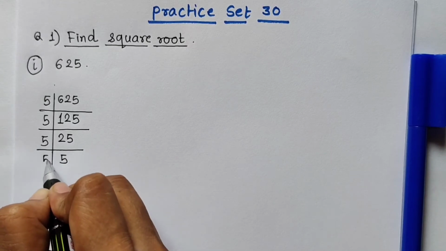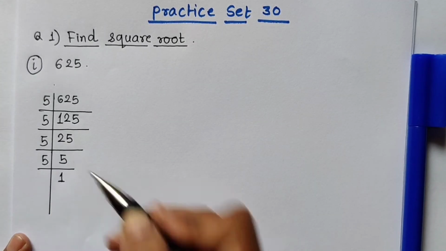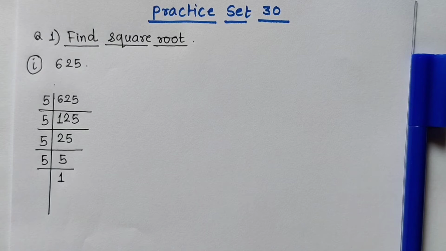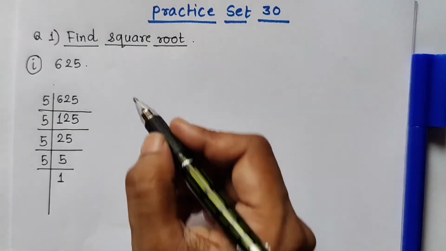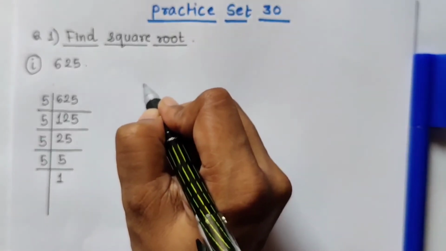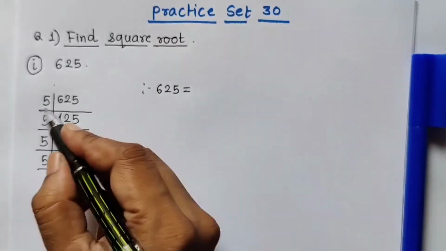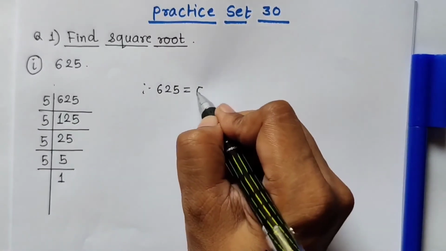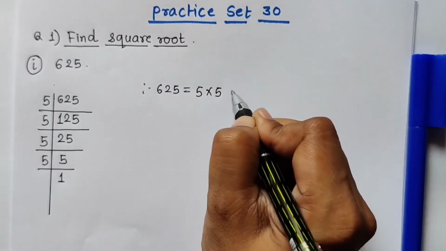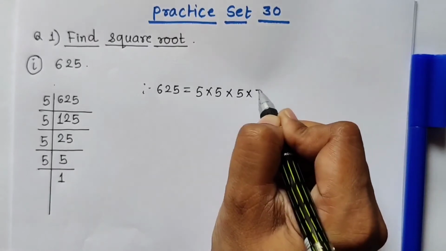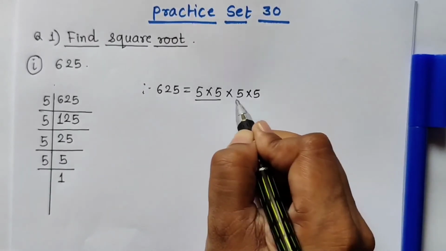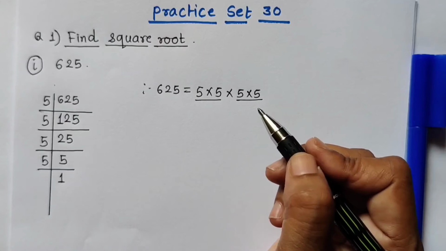Again it can be divided by 5. 5 ones are 5. So the prime factors you all have solved properly, and I have explained to you all. I don't need to explain it again and again, but still I am explaining. Therefore 625 can be written as 5 multiplied by 5 multiplied by 5 multiplied by 5. So we are getting two pairs of these numbers 2 times.